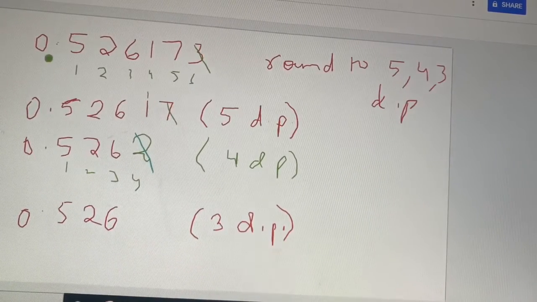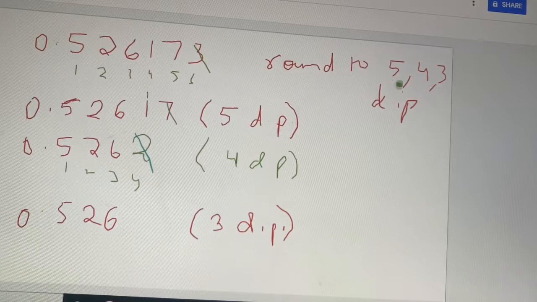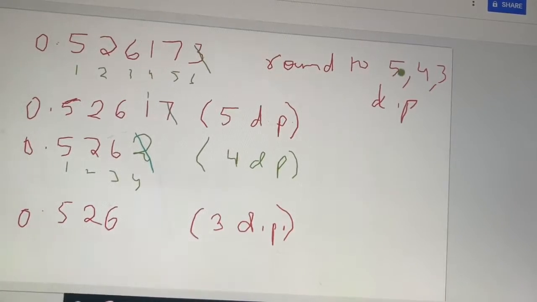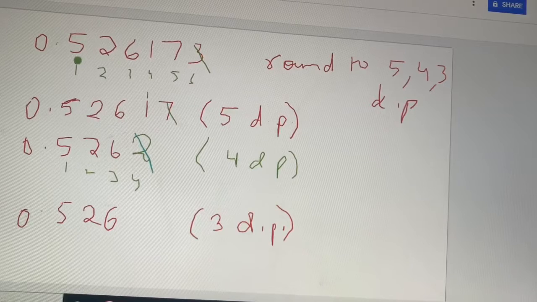So here we have a question, which is 0.526173. We need to round it to 5 decimal places, then 4 decimal places, and then to 3 decimal places. If you see these types of questions, you should always start with 5 decimal places. So let's count how many digits after the decimal we have in this question. 1, 2, 3, 4, 5, 6. We have a total of 6 digits given after the decimal.